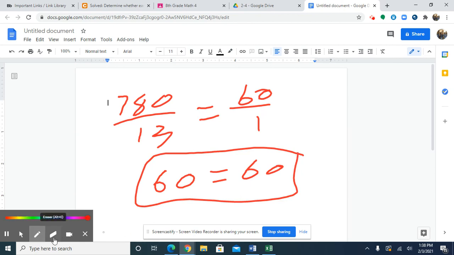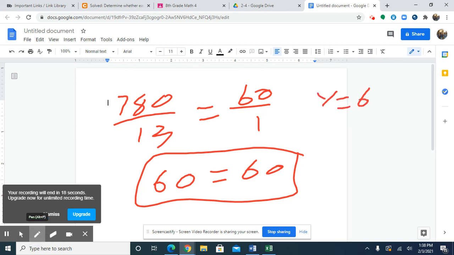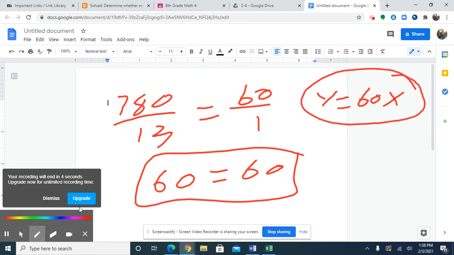Okay. So this is an example of direct variation, because if we put this as an equation, we would see that y is equal to 60x. That means that every hour we're reaching 60 miles. And that is a constant slope, which is also a proportional relationship.